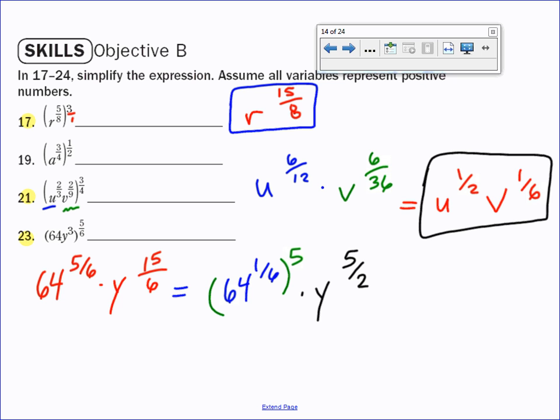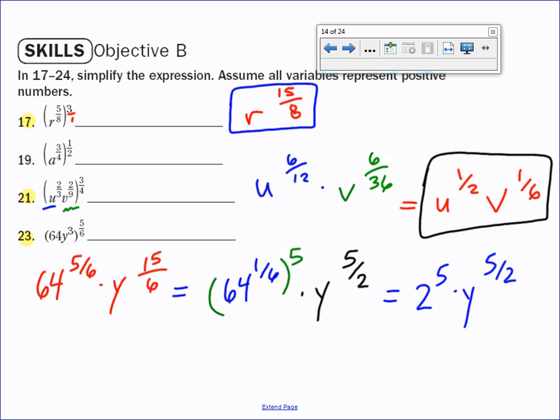This is asking for the 6th root of 64. Everybody find it. Go to your half sheet. What's the 6th root of 64? And tell the class. What's the 6th root of 64? Barrett? 2. Good job. Thank you. So this equals 2 to the 5th times y to the 5/2.